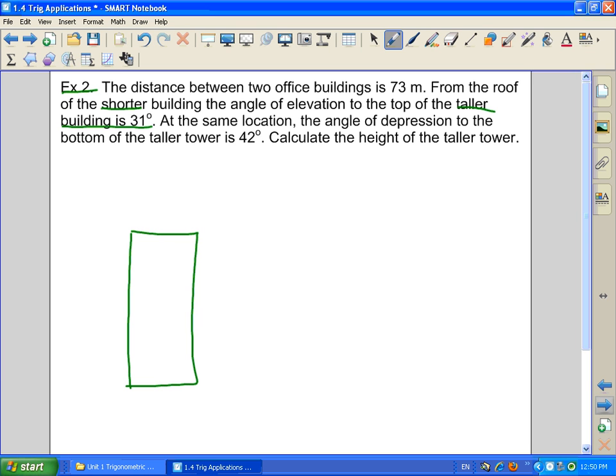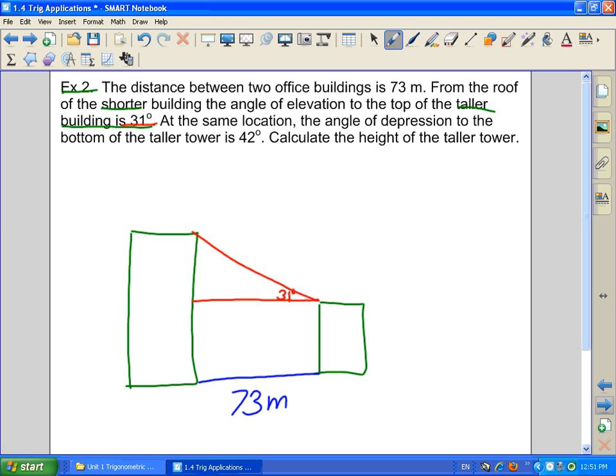I'm okay with that. So I've got a tall building and a small building, okay? What do I know already? I already know the distance between the two of them is 73 meters. It also tells me that the angle of elevation from the shorter one up to the top of the other one is 31 degrees. But remember, angle of elevation is based on the horizon going up. So again, that's 31 degrees there. And this horizontal distance, ladies and gentlemen, is still 73 meters.